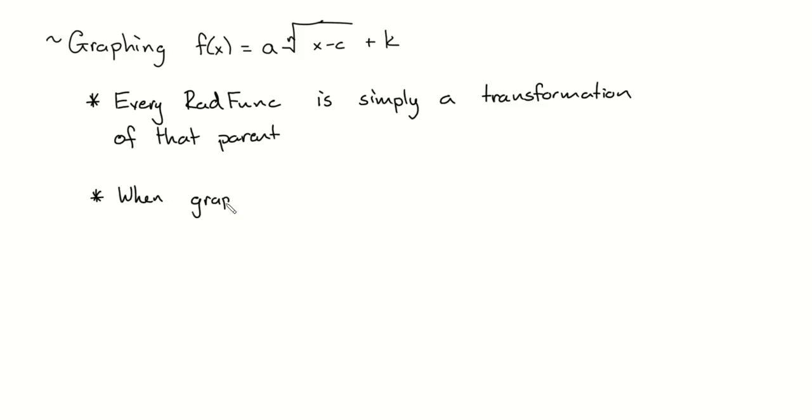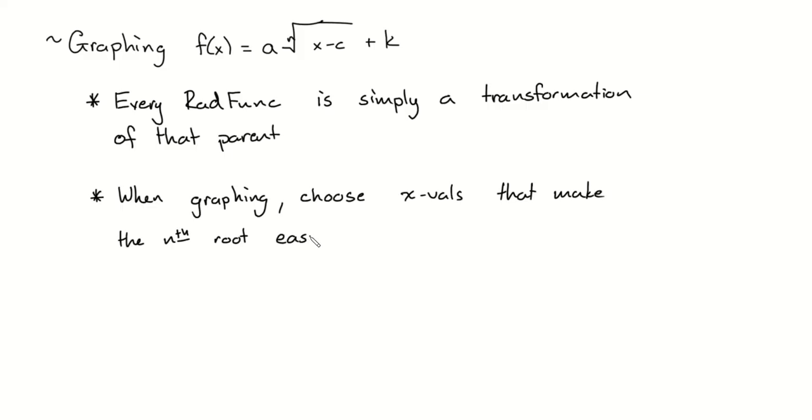now we could use whatever variable we want. We typically go with f of x, but it could be f of t, and the variable could change. I'm just going to call it x for this one. When graphing, we want to choose x values that make the nth root easy.